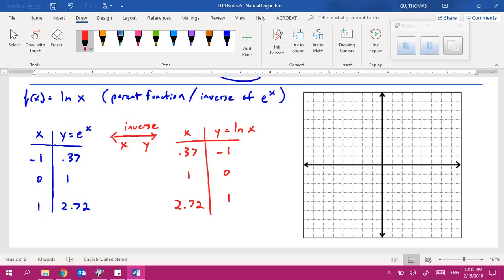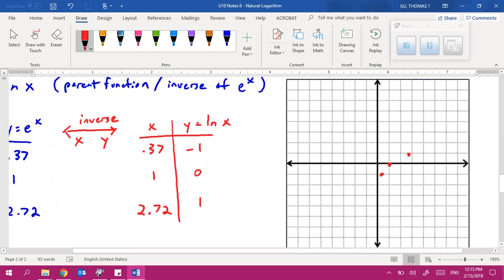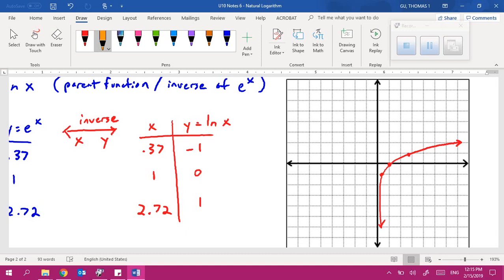All right, so let's graph that. We got 0.37, negative 1 is about right here. 1, 0, and 2.72, 1. So the graph looks, let me zoom it in a little bit. Need 2 fingers to zoom this one in. All right, here we go. Boom. Boom. Notice our asymptote this time is not left and right, it is up and down.